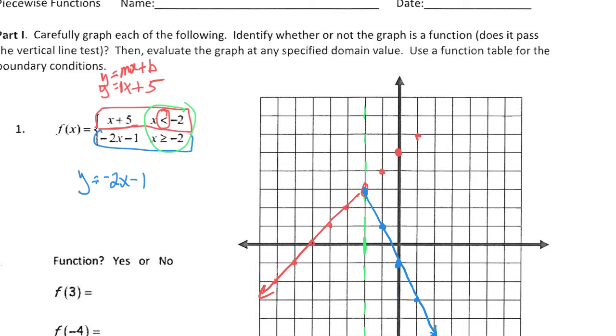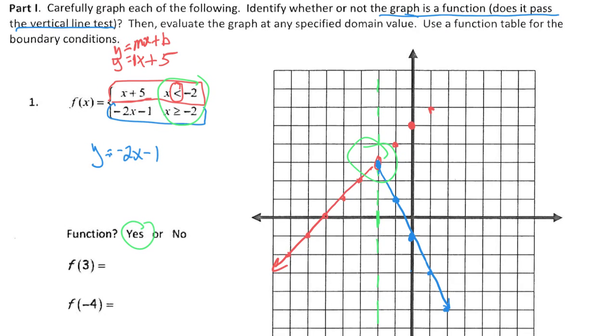Now I'm using the word function, but really I guess we don't know if it's a function or not until we have it graphed. But is this a function? Is there any overlap? It says identify whether or not the graph is a function. Does it pass the vertical line test? So is there any vertical line that hits the graph twice? The only spot in this one that's any question is where they meet. But since they're hitting the same point, one's open and one's closed, then it is a function. Okay, so yes, it is a function.